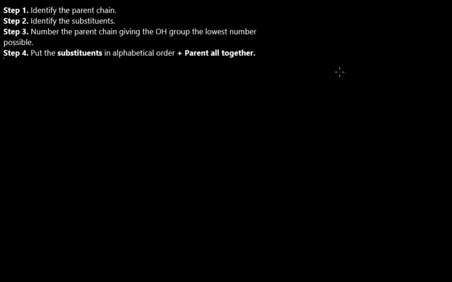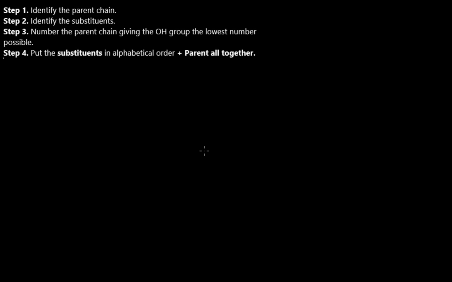In this video, we are going to discuss the nomenclature of alcohols. Here are 4 simple steps to correctly name the alcohol. In the first step, we have to identify the parent chain. Then we have to identify the substituents connected to the parent chain. And in the third step, we have to look carefully at the position of the OH group or the hydroxyl group so that it takes the lowest numbering possible.